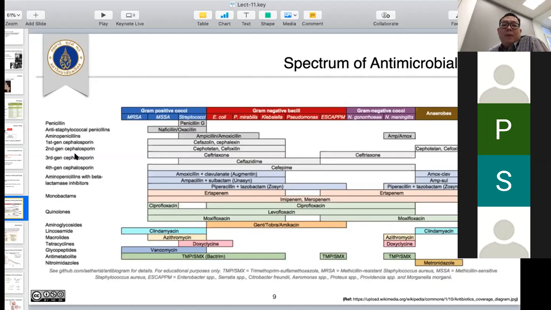No need to remember, but I want you to see penicillin G. Penicillin G works well with streptococcus. That is narrow spectrum. But a 4th generation cephalosporin can work well with MSSA, gram-positive cocci, gram-negative bacilli, gram-negative cocci, quite a lot. So this can kill most bacteria, okay? That's as an example.